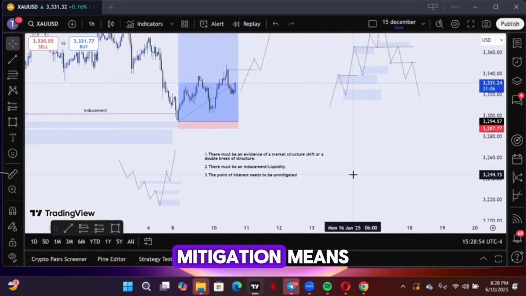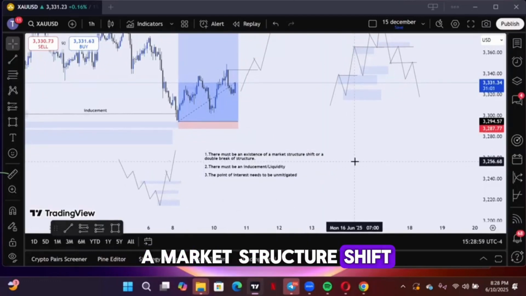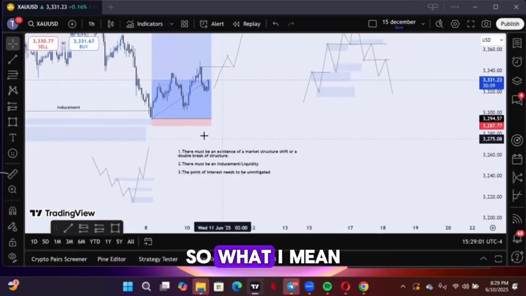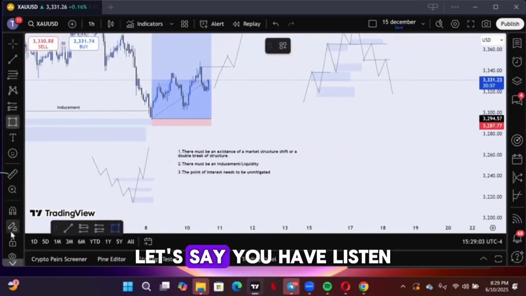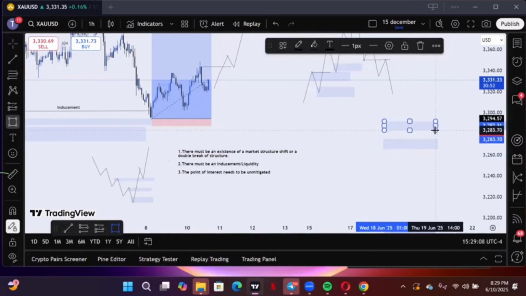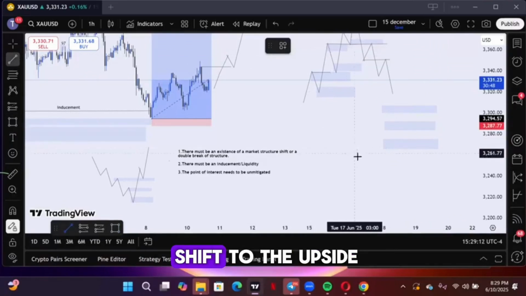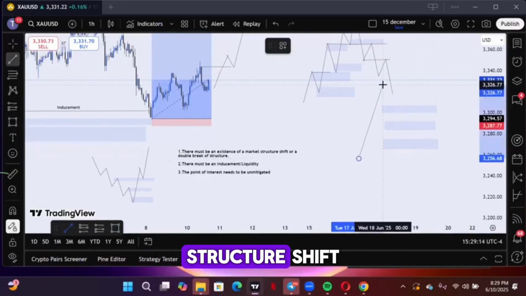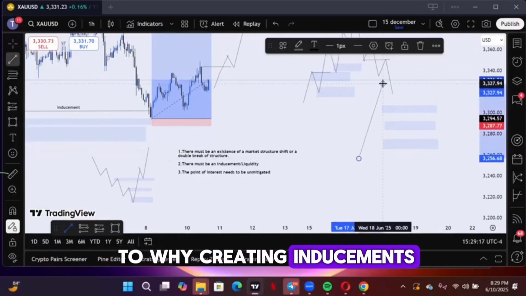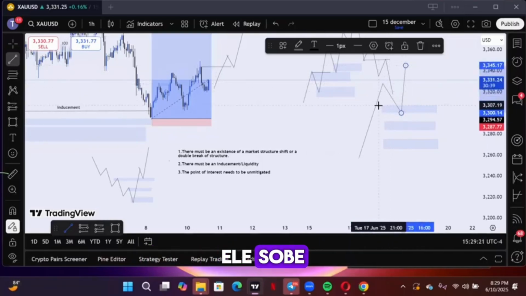Now, first of all, mitigation means price coming to touch a point of interest after there has been a market structure shift or a break of structure. So what I mean is, if you have, for example, let's say this is one point of interest, this is another point of interest, and this is another point of interest, and market all of a sudden does a market structure shift to the upside. If after doing that structure shift, market comes down while creating inducement, does something like this and then pushes up, it means that this point of interest right here, market has mitigated it because it touched the point of interest. Do you understand?